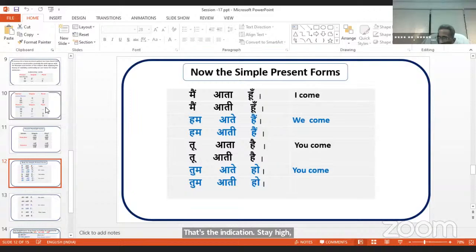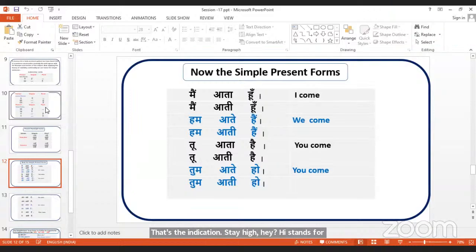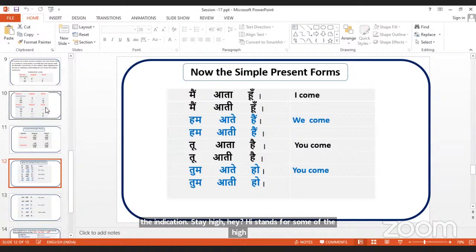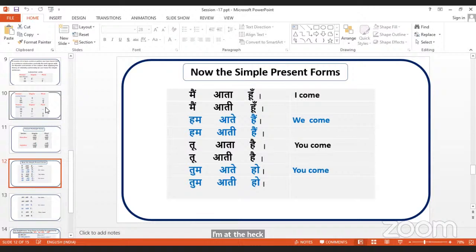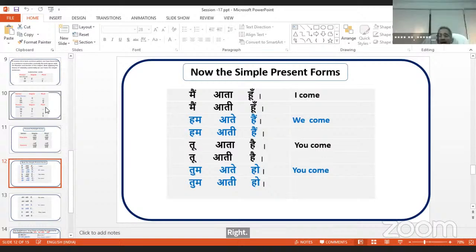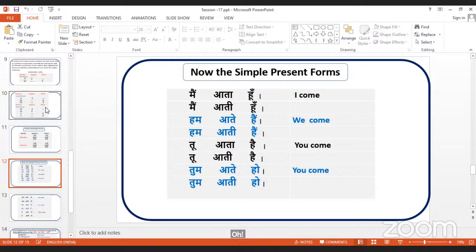हम आती हैं. आती हैं stands for feminine plural. हम आती हैं. Right, good. तू आता है. This stands for masculine singular construction. तू आता है.